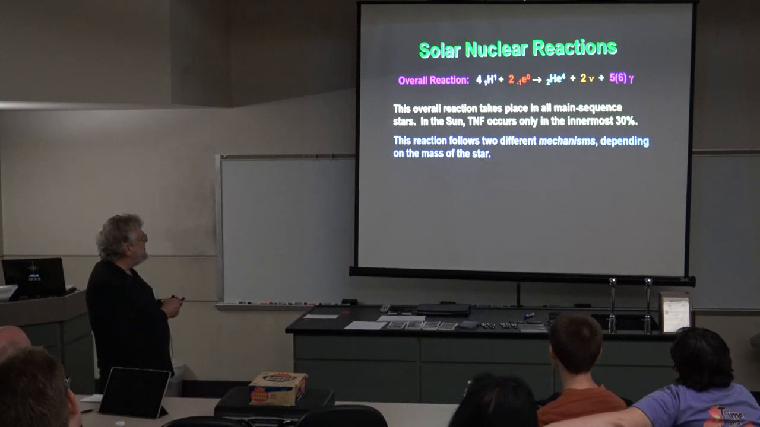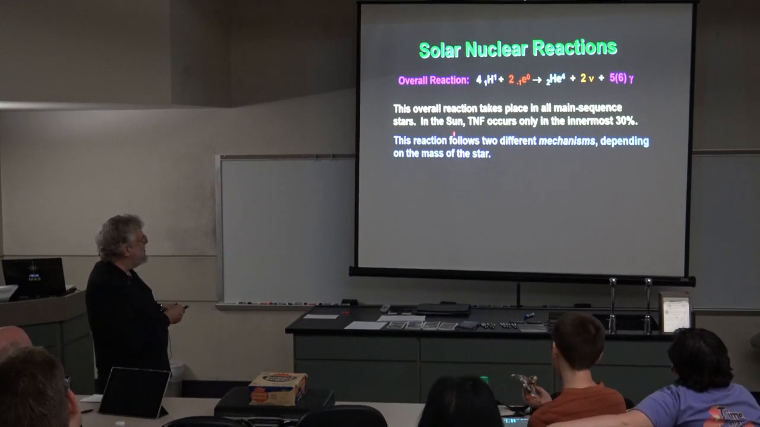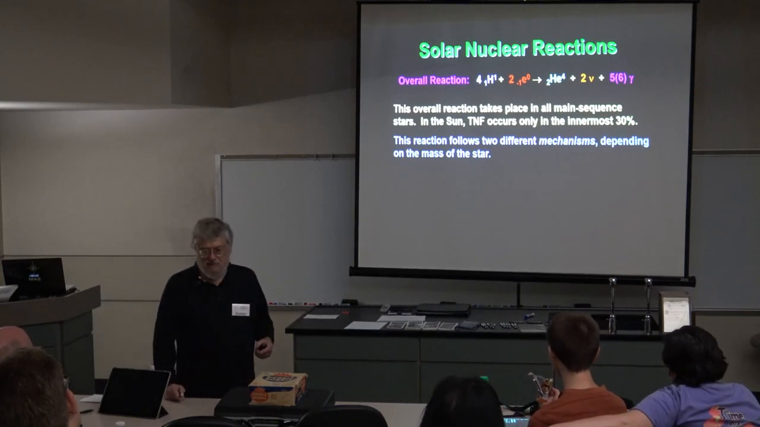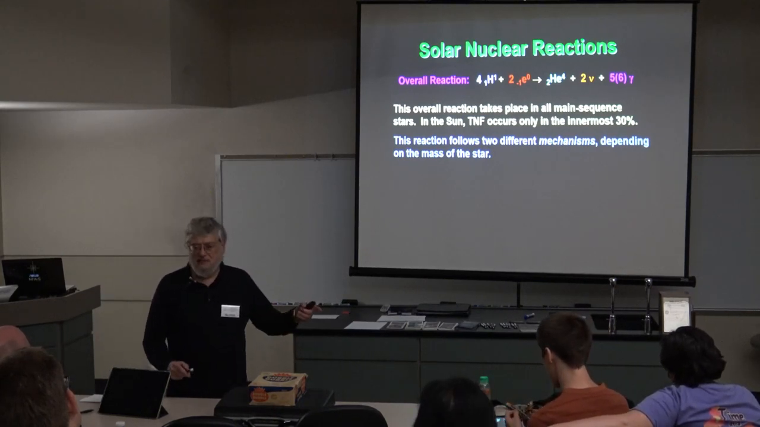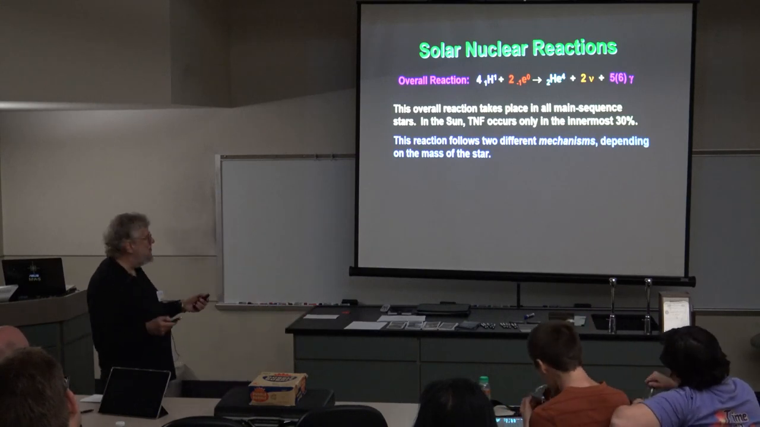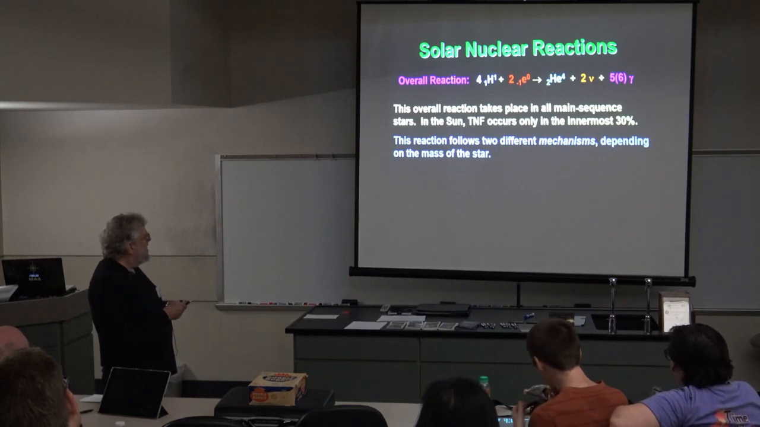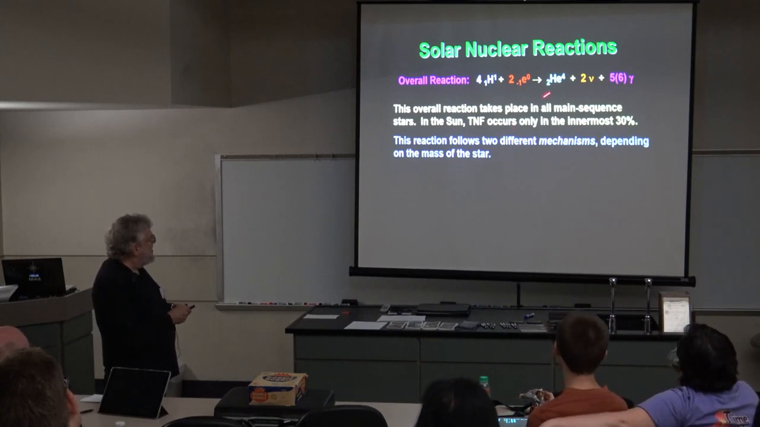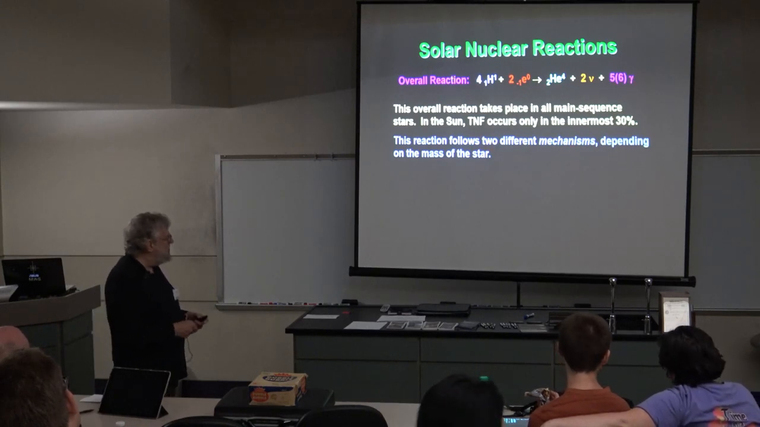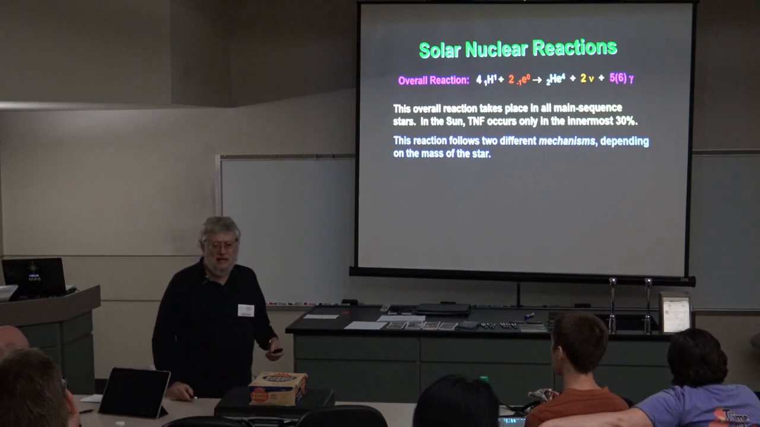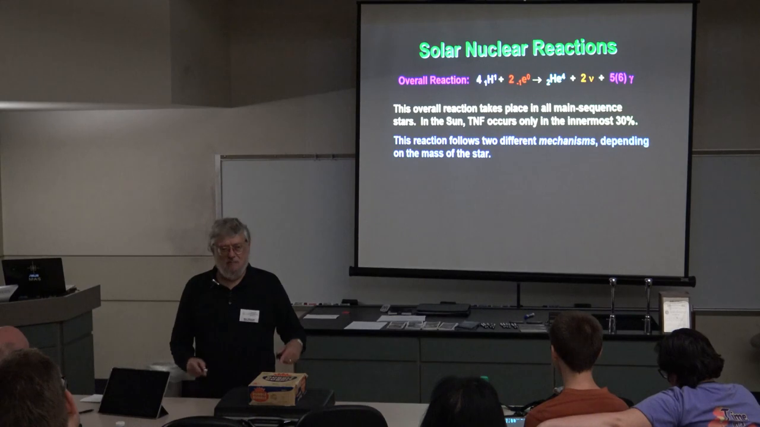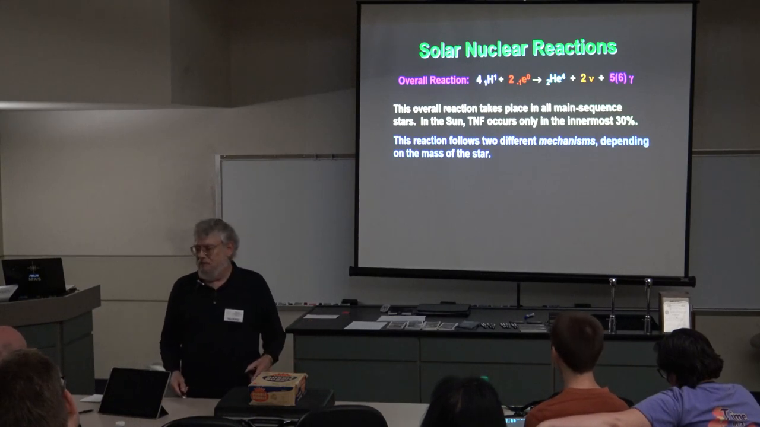The reaction only occurs in about the 30% radius from the center. That's where about 10% of the hydrogen is that gets used up in the first phase, the main sequence part of a star's life. The reaction follows, this is the overall reaction. It follows 2 different mechanisms depending on the mass of the star. Now, what's a mechanism? Well, that's the sequence of events that a complicated overall procedure is actually broken down into.